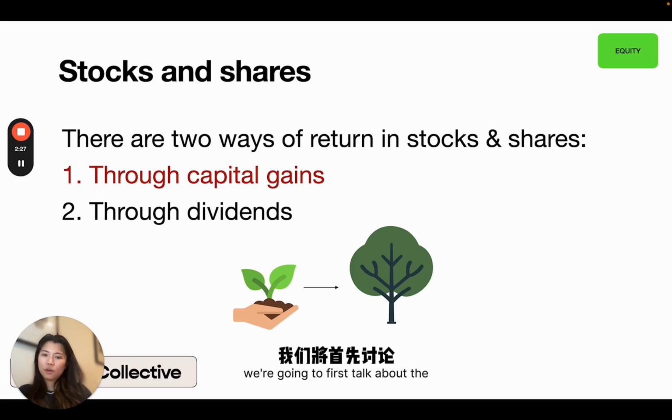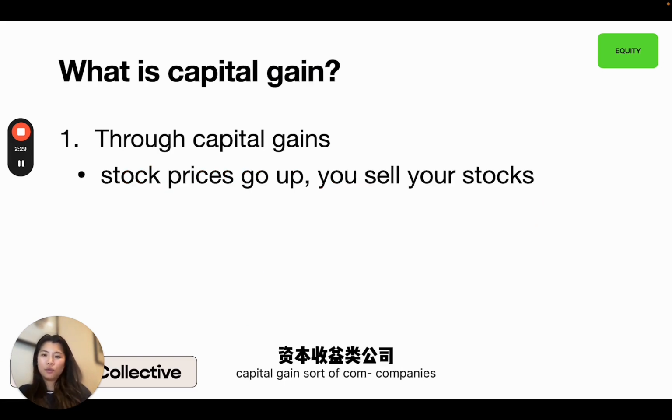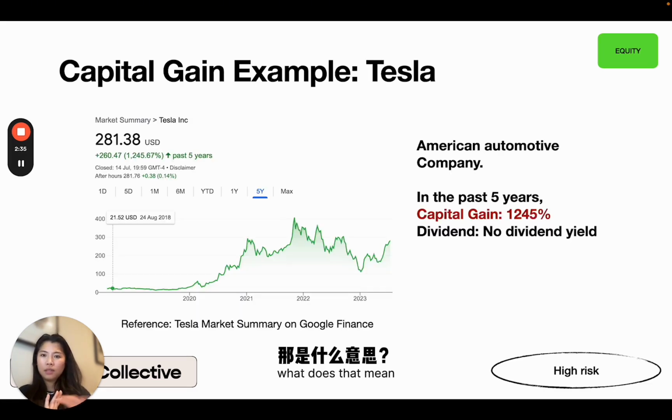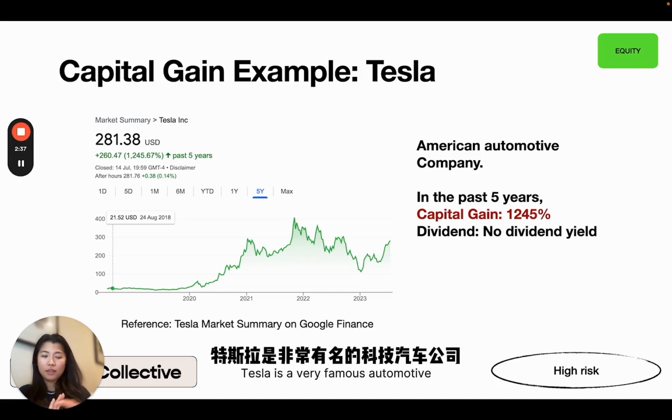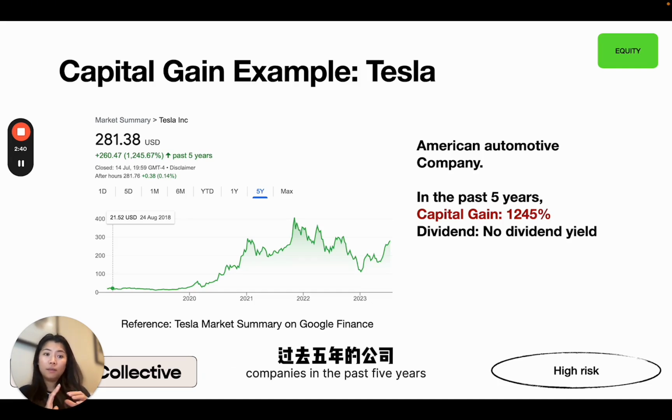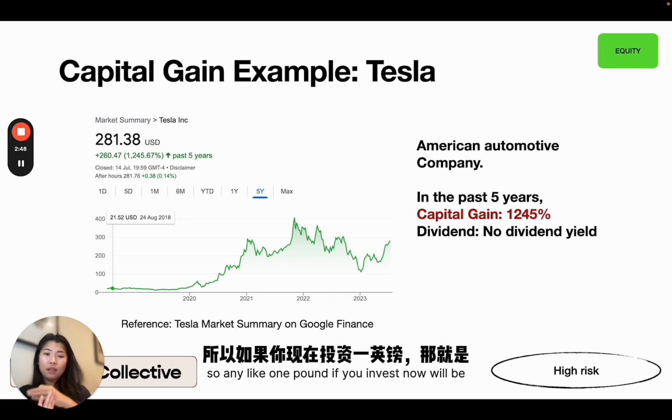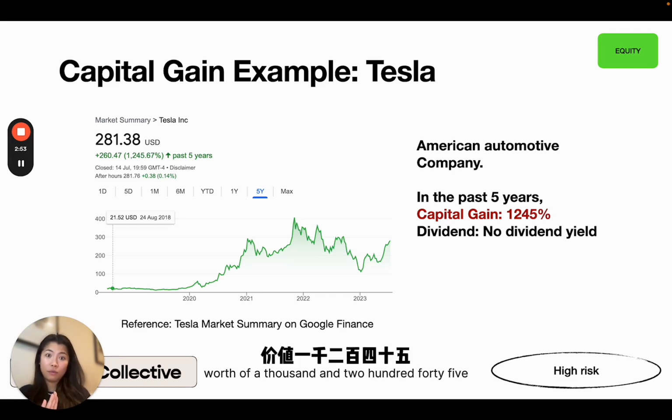We're going to first talk about the capital gain sort of companies. So when the stock price goes up, you sell your stock. What does that mean? Tesla is a very famous automotive company. In the past 5 years, if you invested 5 years ago, your capital gain would be 1,245%. So any £1 you invest would now be worth 1,245.